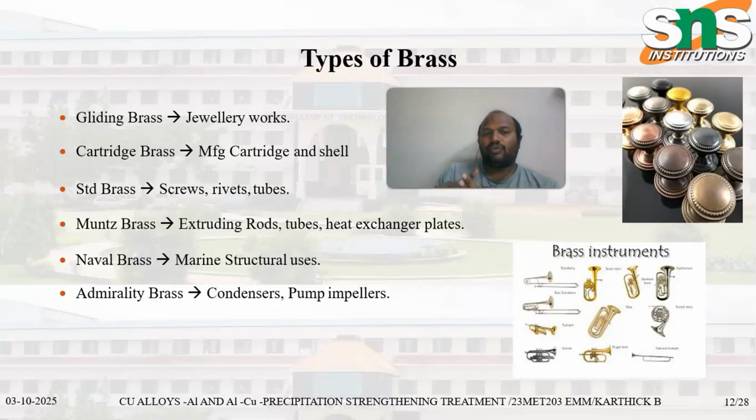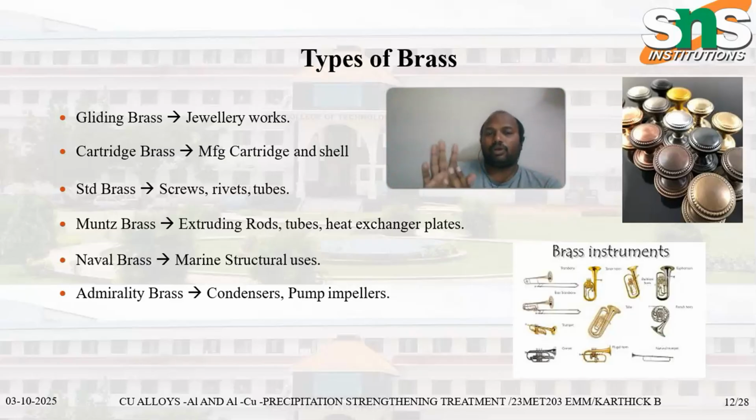The fourth type of brass is Muntz brass. It is used for making extruded tubes, rods, and heat exchanger plates. This Muntz brass is the main brass used in heat exchangers, meaning it is used in the water heaters we use in day-to-day life.